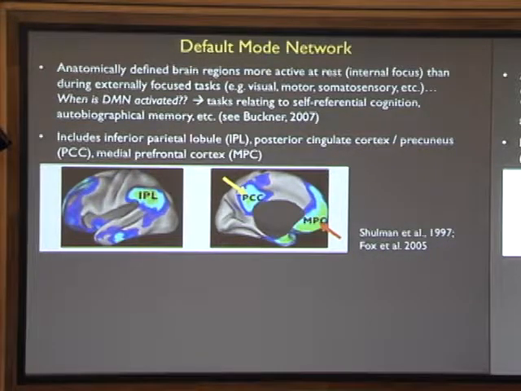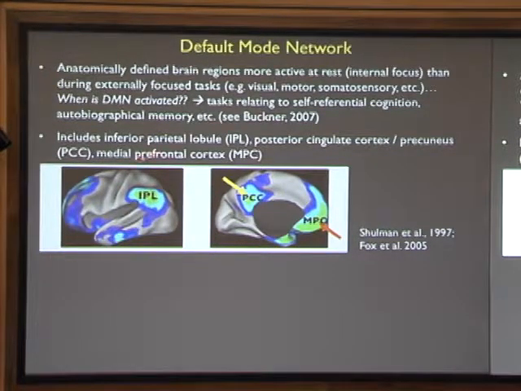And what's been found in cognitive research is that this part of the brain is activated in tasks related to self-referential cognition, autobiographical memory, et cetera. So when we're thinking, kind of internalizing our thoughts, thinking about ourselves, that's when this part of the brain is active.